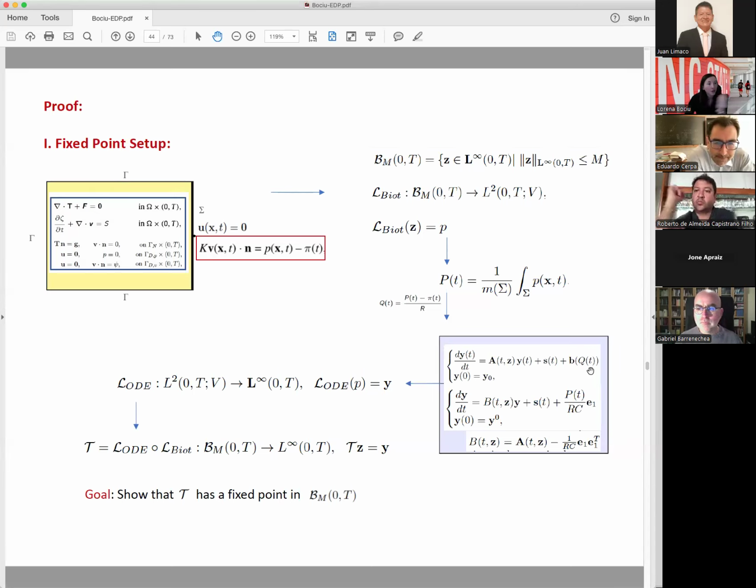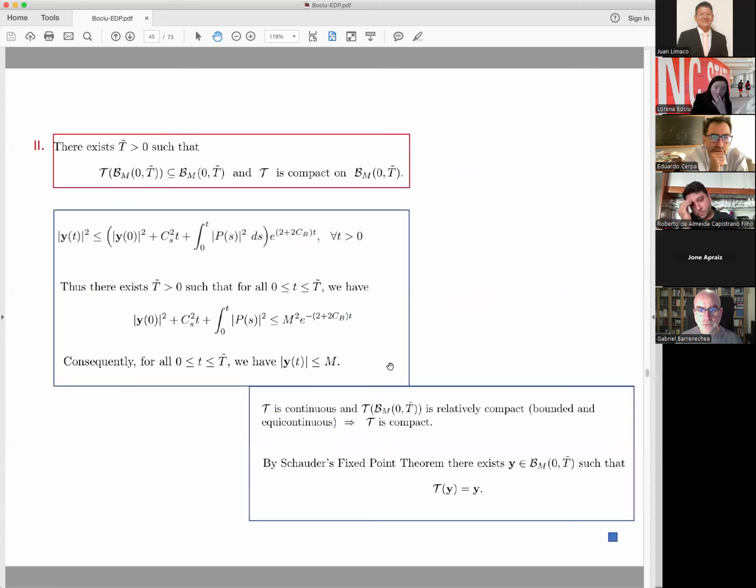That's the connection back to the ODE. So now, this is the new map. I solve the ODE once I give capital Q, right? Solve the ODE, and then I compose the two maps to give me my capital T map. And this is what I want to show, that T has a fixed point in the ball. So this is a basic fixed point map.